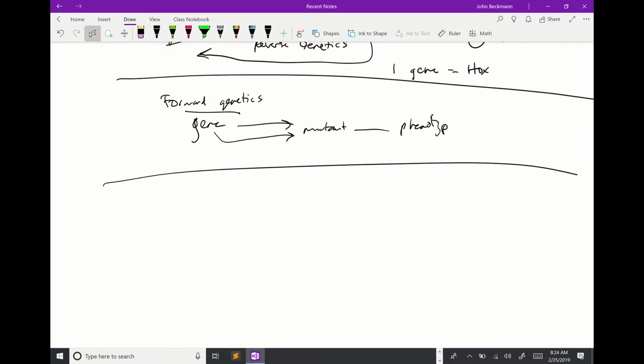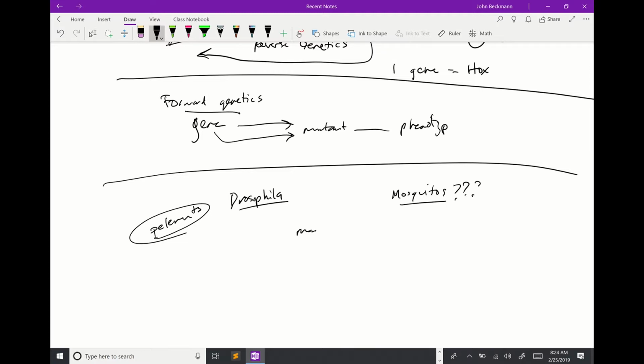Okay, so let me ask you a question. We know all this stuff about P elements in Drosophila. Will what we know in Drosophila work in mosquitoes? Can we use P elements in mosquitoes? Maybe. You can use it in other fruit flies.